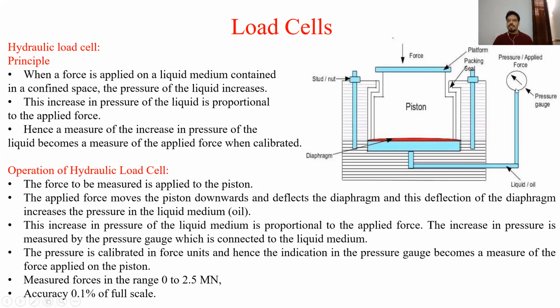So what will happen? This pressure gauge will show you the calibrated reading of force. It will directly show you the reading of force, not of the pressure. It is a calibrated pressure gauge which will transform the pressure due to the applied force into the force. So here you will get the value of the force which you have applied on this piston. This is how the hydraulic load cell works. The measured force is in the range of 0 to 2.5 meganewton, and the accuracy of this is 0.01% of full scale.